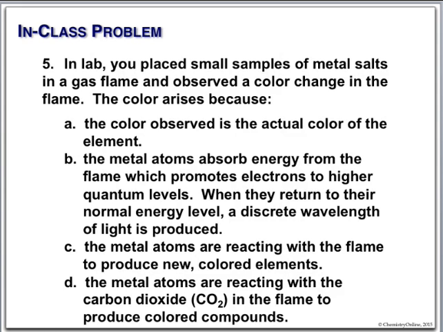All right, remember in lab, we did our flame tests, and that was fun. We took little bits of salt, we stuck them in the flame, and we got colors, and we could identify an unknown and stuff like that. A very, very simple form of emission spectroscopy. Well, the color arises because it's the actual color of the element. Atoms absorb energy. The metal atoms are reacting with the flame. The metal atoms are reacting with carbon dioxide. Well, we talked about this in lecture.